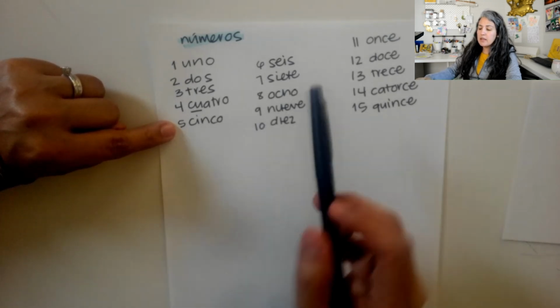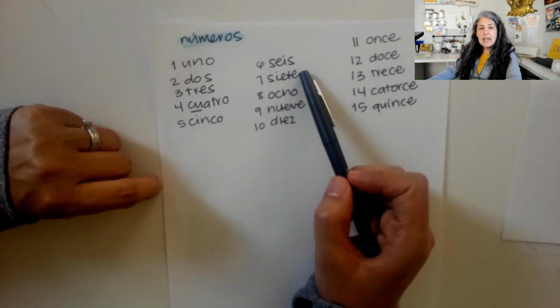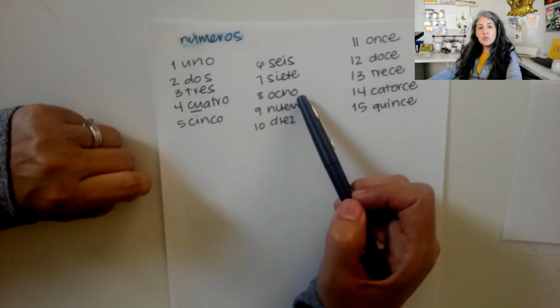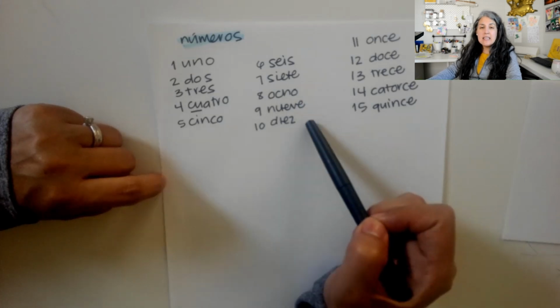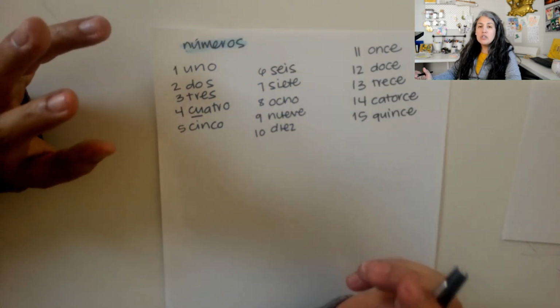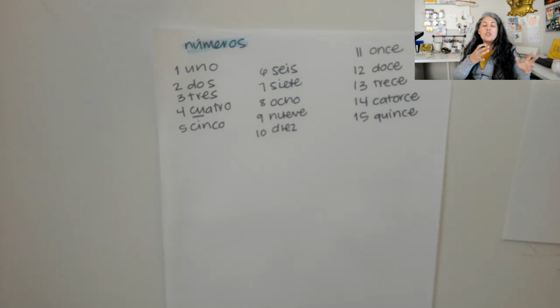5, 6, 7, 8, 9, 10. So those are our base numbers. I recommend you know them, not just in order, but because we're going to use them to say whatever other number you want. Again, the base numbers, and then from there move on.